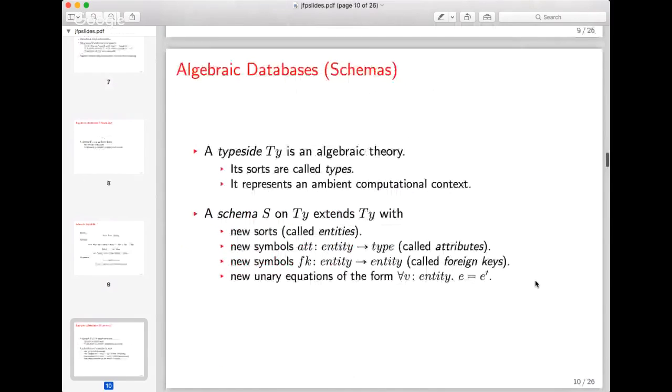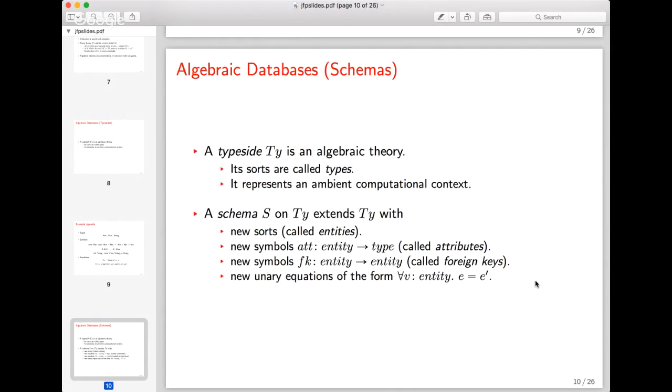Well, we have schemas that extend these type sides. A schema extends a particular type side with new sorts, which we call entities, new unary function symbols that take entities to types, which we call attributes, as well as unary function symbols that take entities to entities, which we call foreign keys. And then new unary equations, which is to say equations that have a single free variable of entity sort.